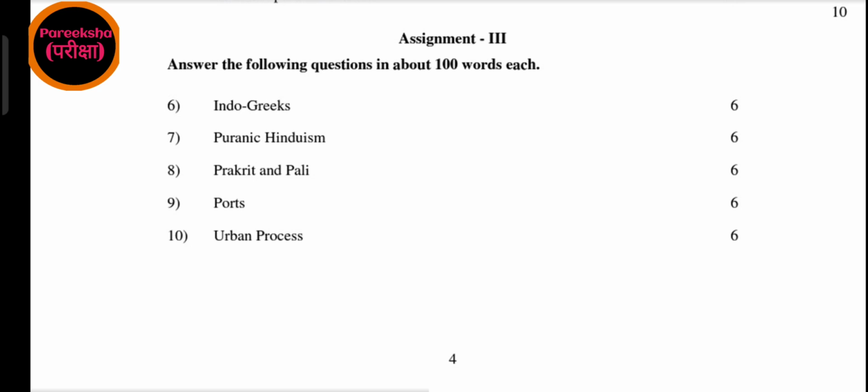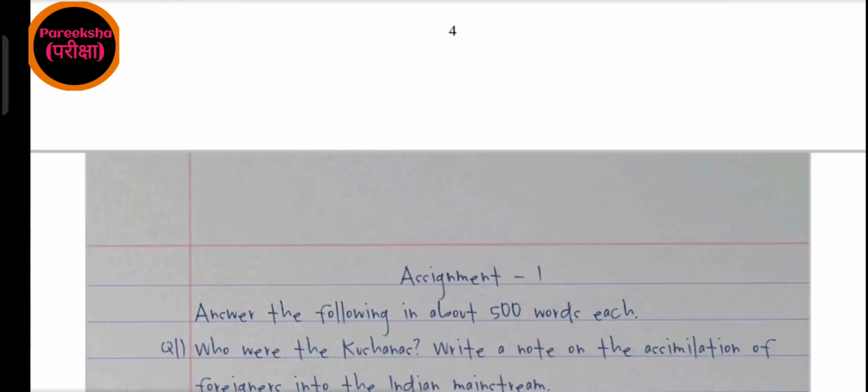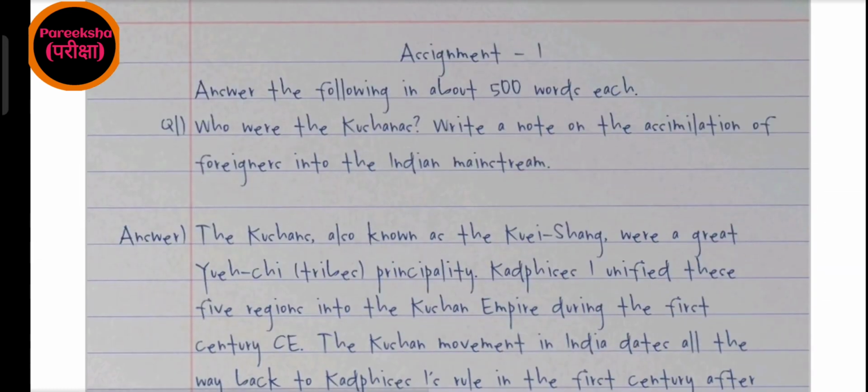Third assignment जो है वो 100 words each में मीन्स एक पेज आप लिखिएगा. That is more than enough. So it contains 6 marks each. The first is Indo-Greeks. You have to explain what is Indo-Greek, who were Indo-Greeks, Puranic Hinduism, Prakrit and Pali, ports and urban processes. Assignment 1, let's start.